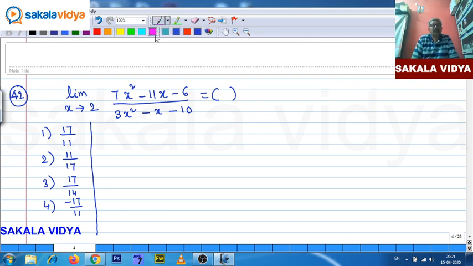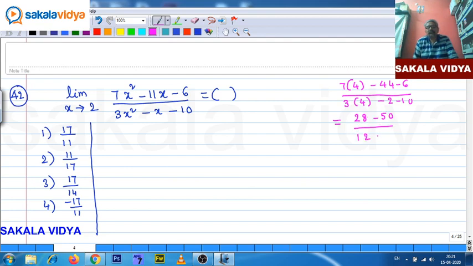So, first let us substitute the limit now. This limit: 7 times 4, because 2 square is 4, 28 minus 22 minus 6 by 3 into 4 minus 2 minus 10. This is 28 minus 28 upon 12 minus 12. Yes, exactly, 22, not 44. This is correct. 0 by 0 form. That means indeterminate form.